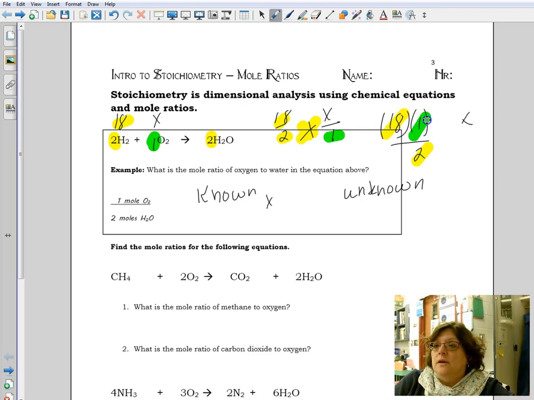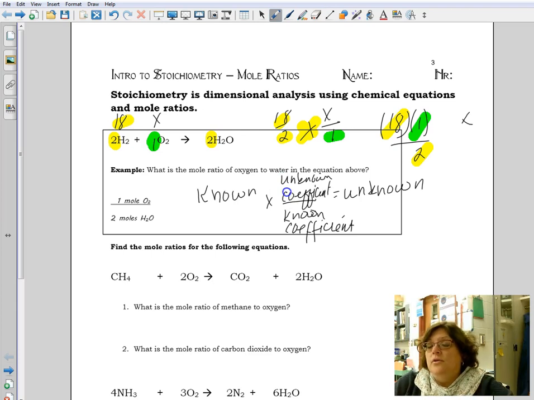See this relationship. You've got the known molecule, and you multiply it by the ratio of the known coefficient to the unknown coefficient, that will equal your unknown amount. It's just cross multiplication, but this is much easier to use and do math with.